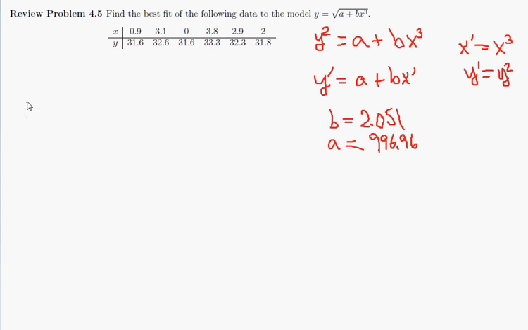And so we finally get to our equation: y is equal to square root of 996.96 plus 2.051 times x to the third. And the same kind of calculation can be done with Excel as described in the other videos that go along with this review.